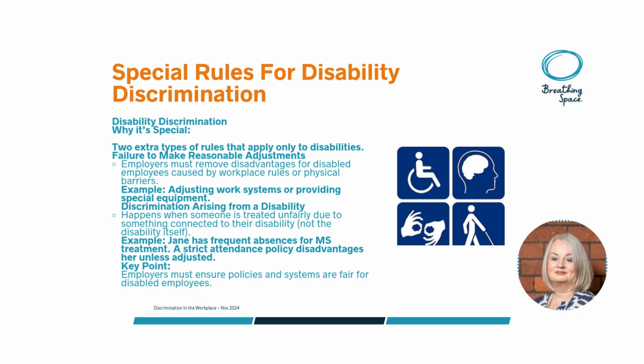And the other one is discrimination arising from a disability. This happens when someone is treated unfairly due to something connected to their disability, but not the disability itself. For example, Jane has frequent absences for MS treatment. A strict attendance policy disadvantaged her unless adjusted. So again, the key point is that employers must ensure policies and systems are fair for disabled employees.